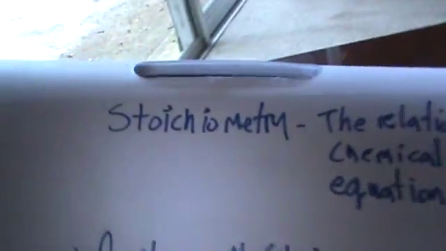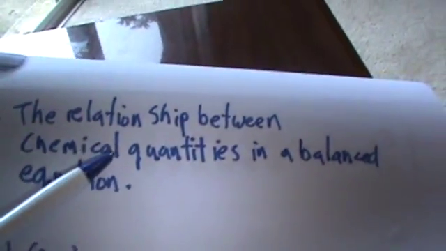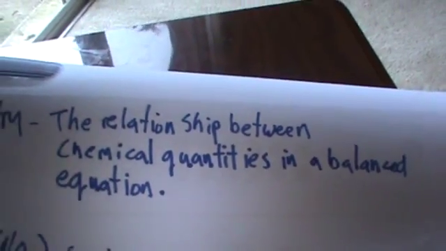Stoichiometry. The definition is the relationship between chemical quantities in a balanced equation. In layman's terms, it's like baking pancakes: the amount of eggs or flour you use is directly proportional to the amount of pancakes that you come up with.